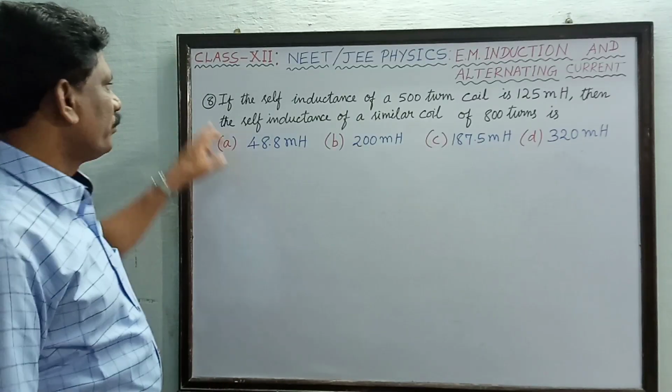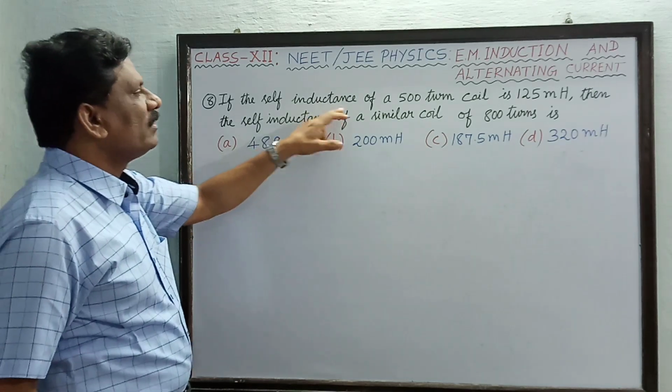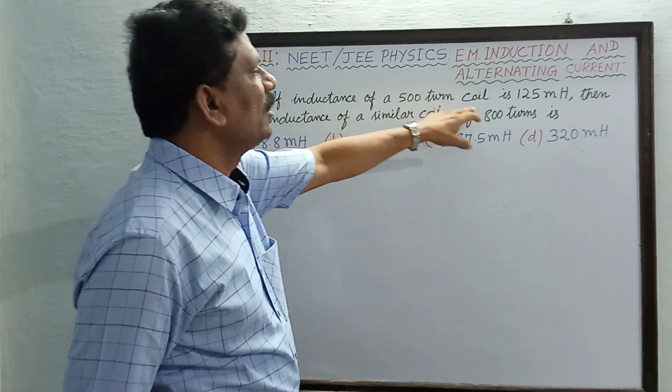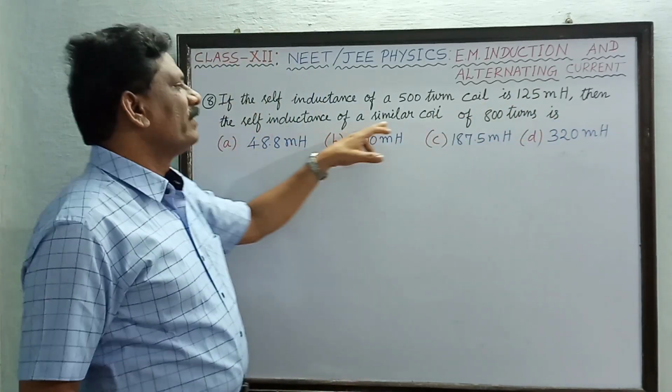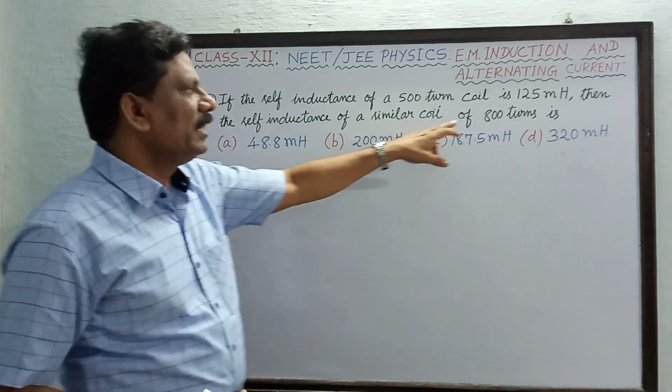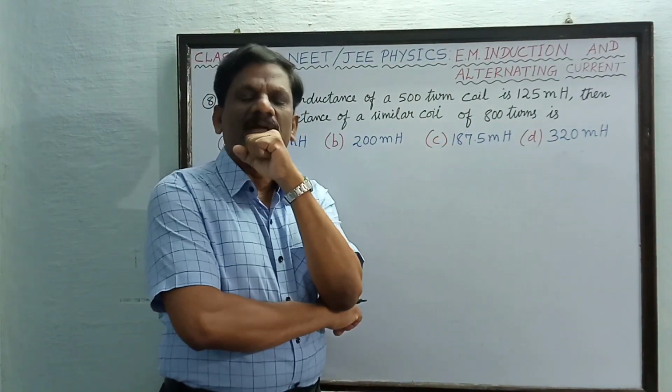Hi students, problem number 8. If the self-inductance of a 500 turn coil is 125 millihenry, then we have to determine the self-inductance of a similar coil having 800 turns. What do you mean by similar coil?